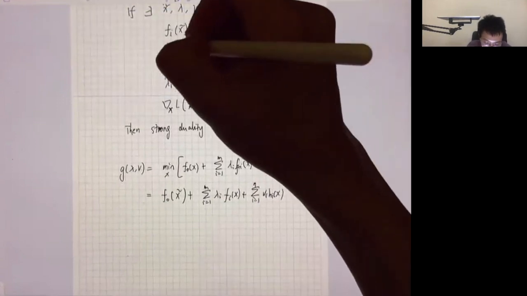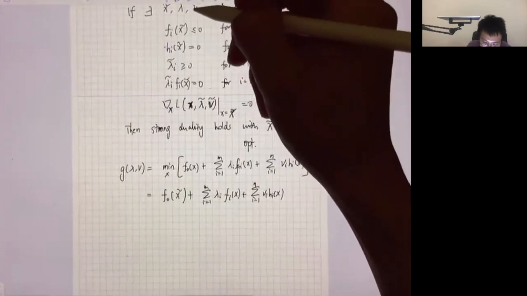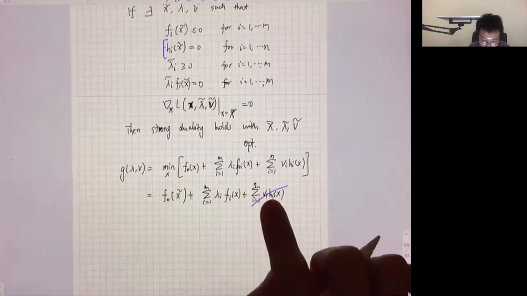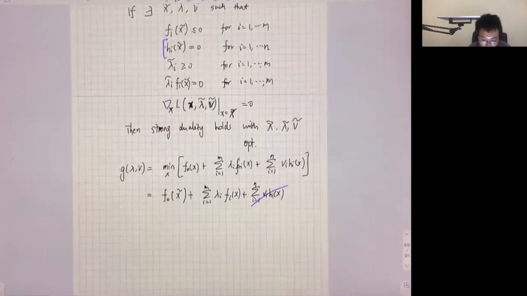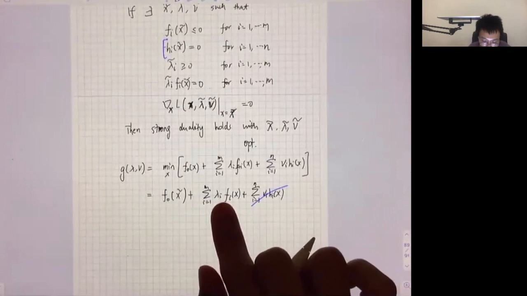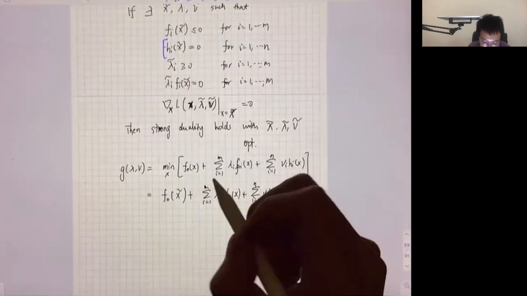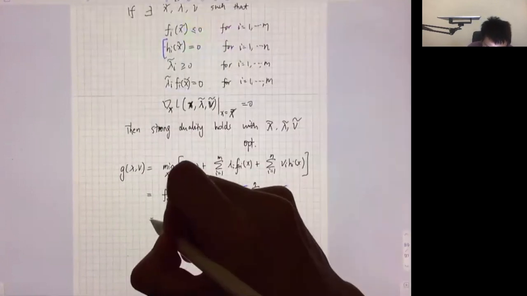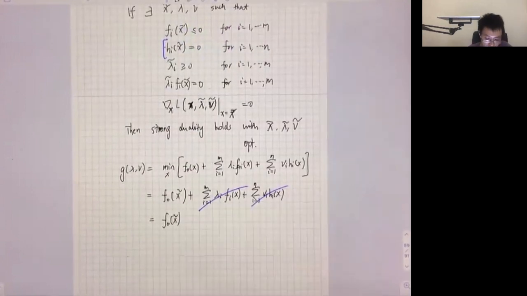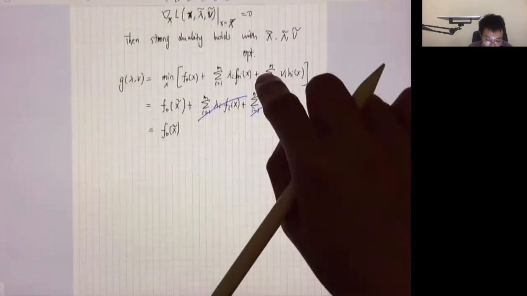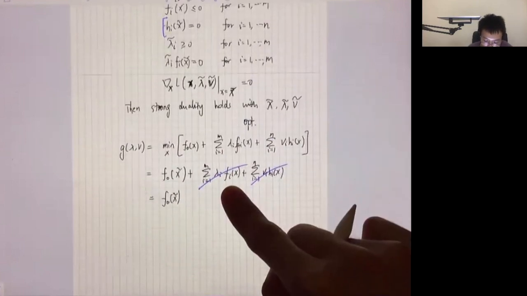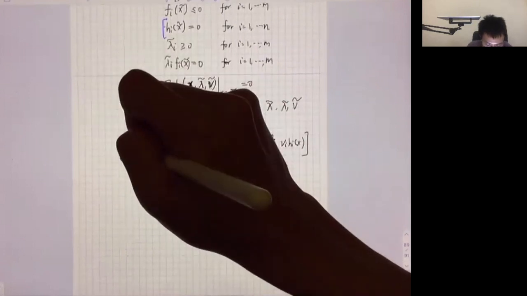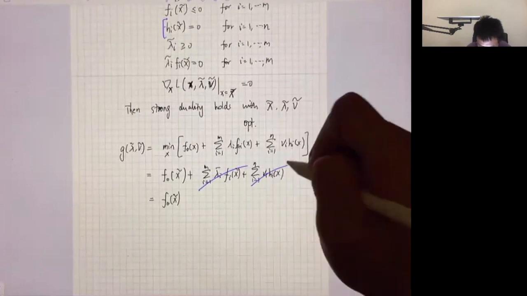And I know the primal feasibility, this term must vanish. This term must be 0. It's given by the primal feasibility. And this term must be 0 because of the KKT complementary slackness, so it also vanishes. So everything here is tilde, okay?